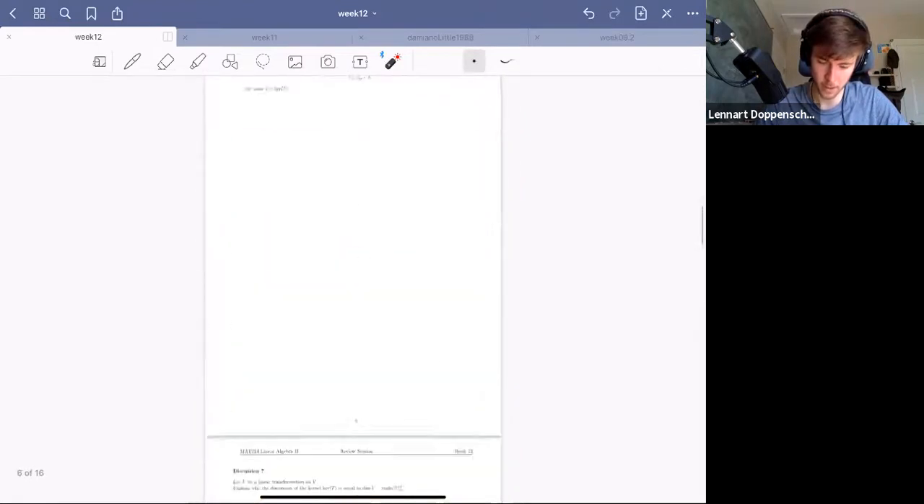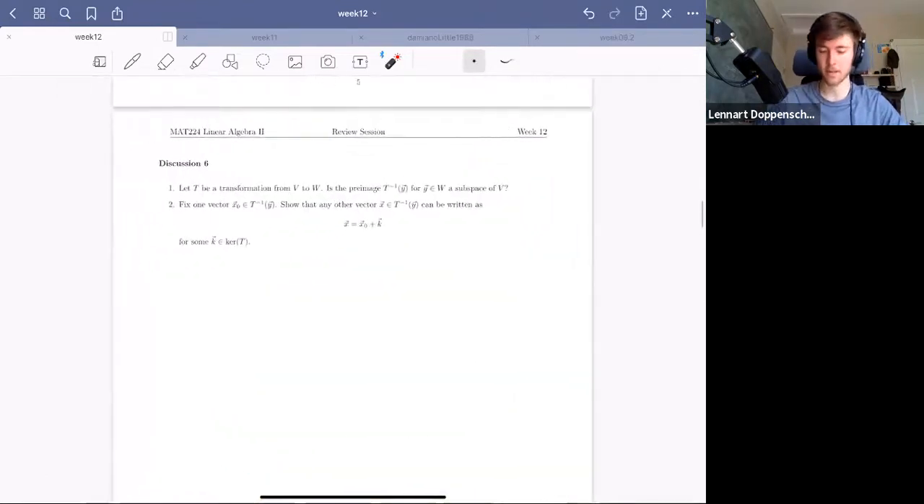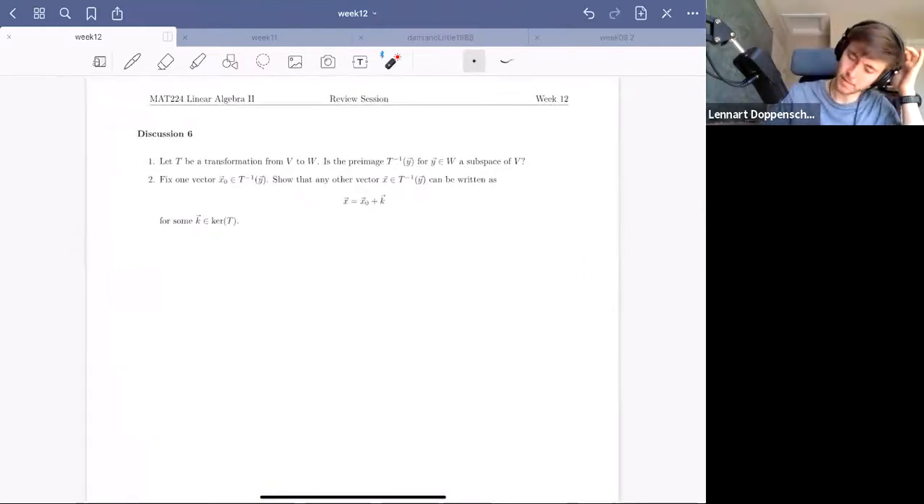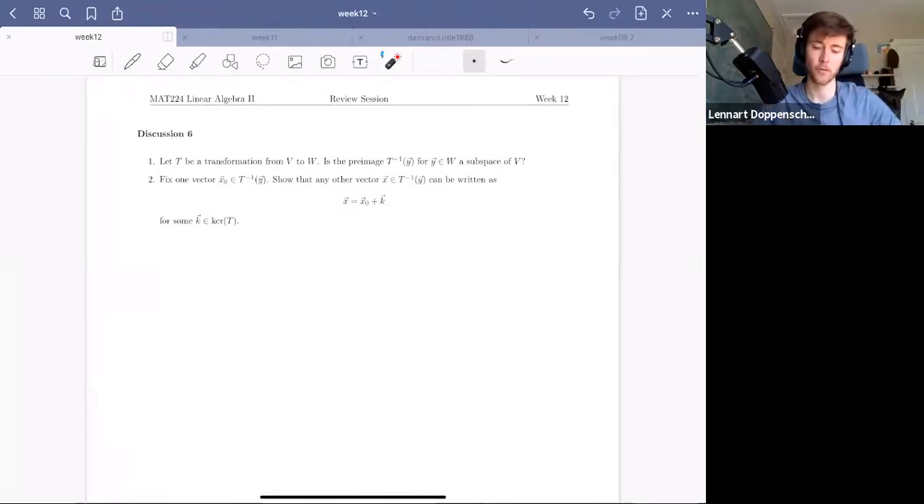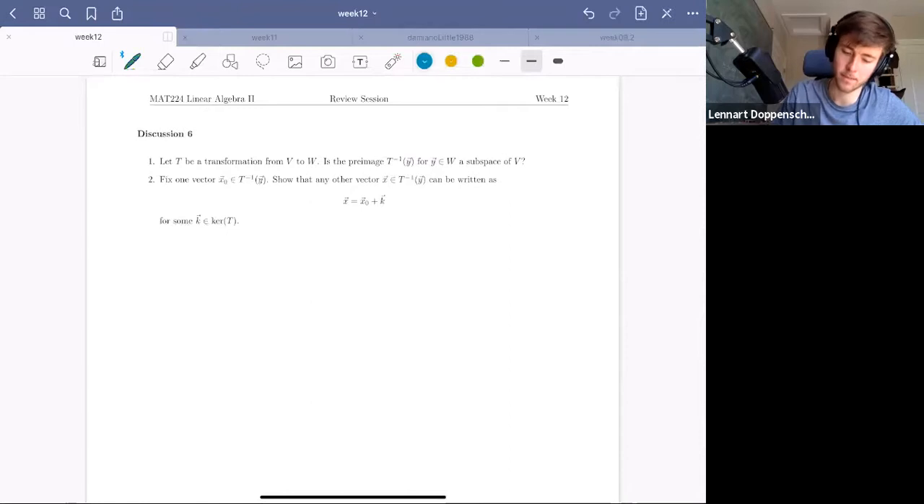Okay, let's see what discussion 6 is. Oh, yes. This is actually something that we haven't covered in the lecture, but it follows immediately from everything that we have done. So it's not that we skipped anything important, but this is a nice exercise that sums up a few properties that are worth reviewing. Okay, so the preimage of an element, is that a subspace or not?